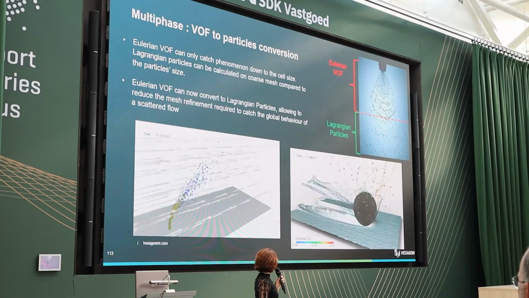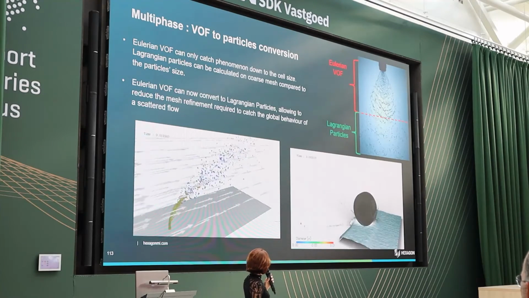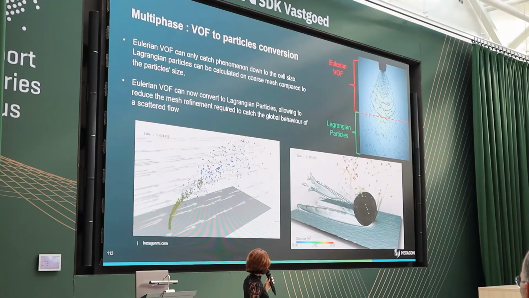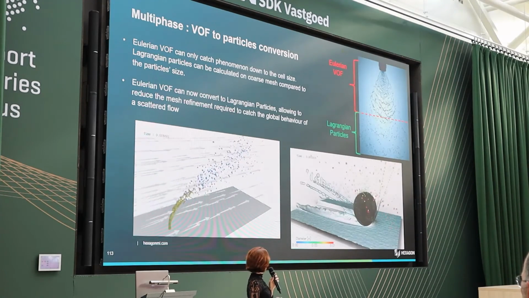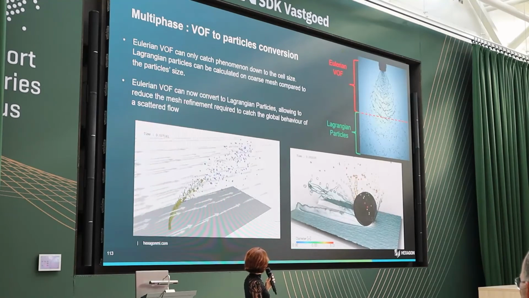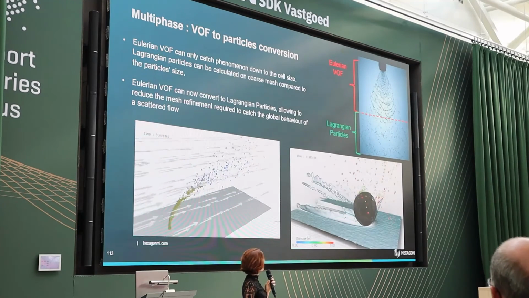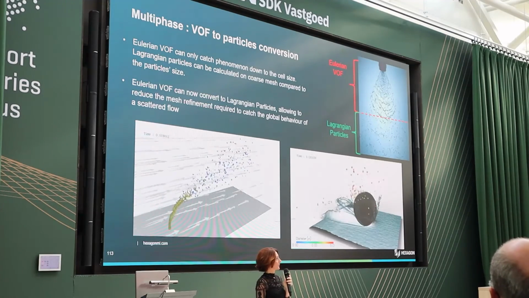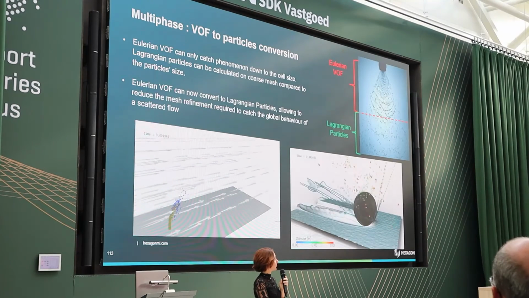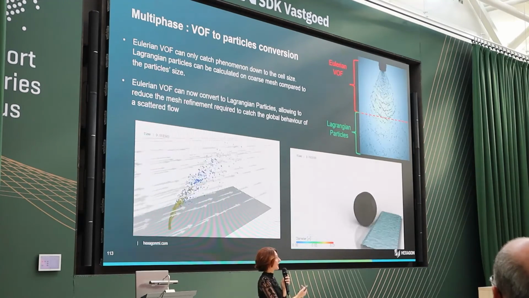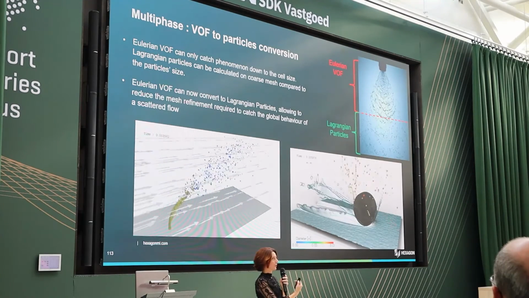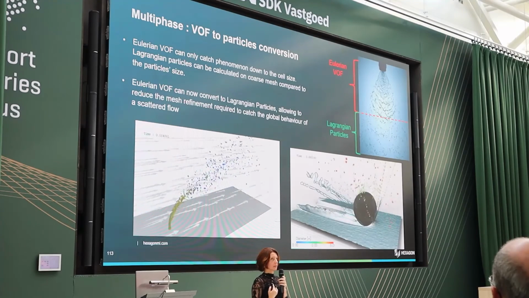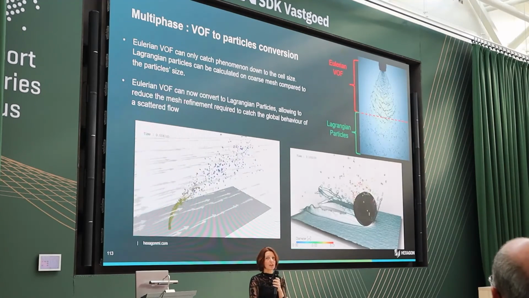Those things are also quite important when you want to reduce the computation time. It's about converting an Eulerian particle to a Lagrangian particle, because we already had both, but we didn't have the conversion from one to the other. And when you want to analyze atomization of a jet, for example, this is quite helpful.